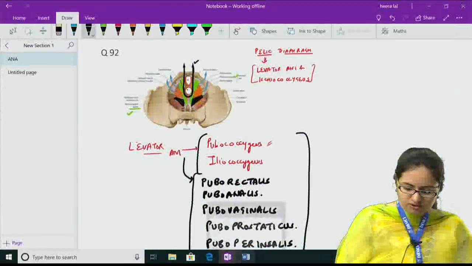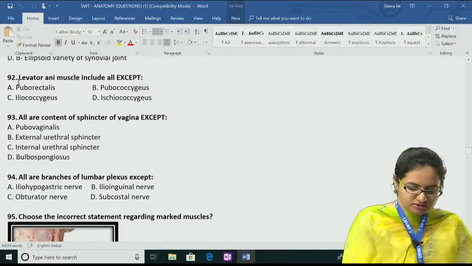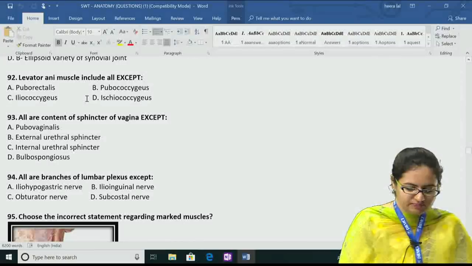So if we go back to the question, it says the levator ani muscle includes all except. In this, it includes all except option D, that is the ischiococcygeus. So the answer for this question is D.